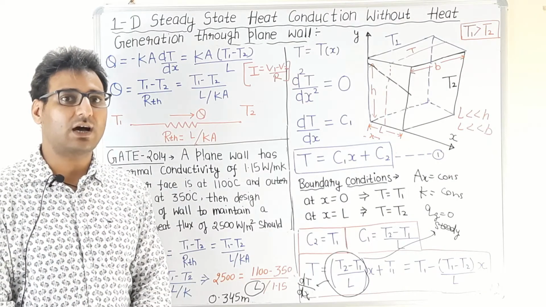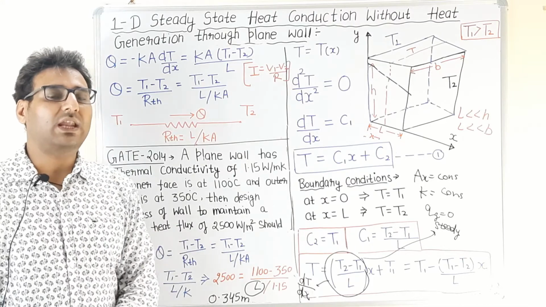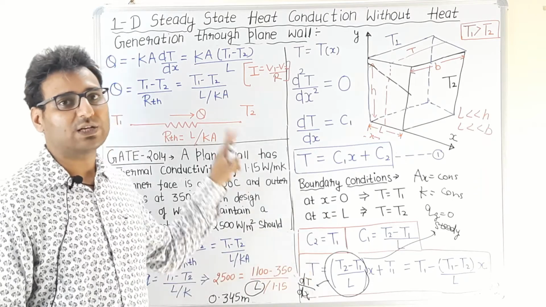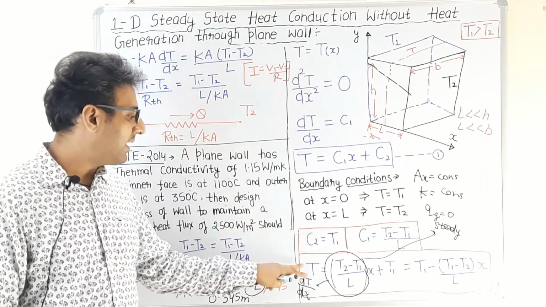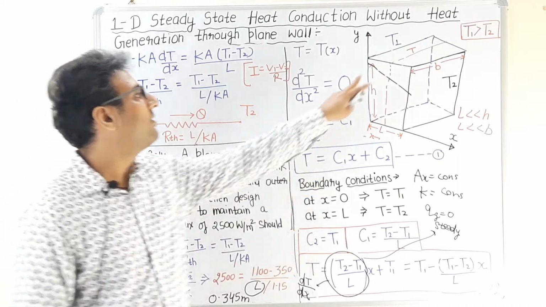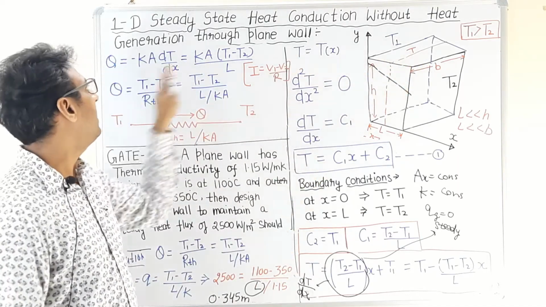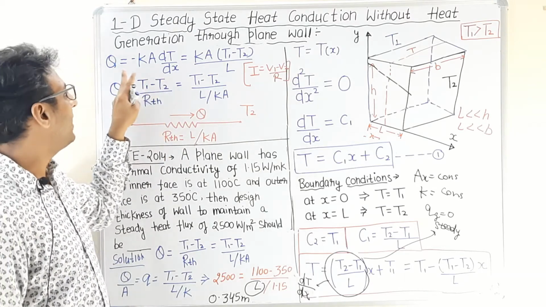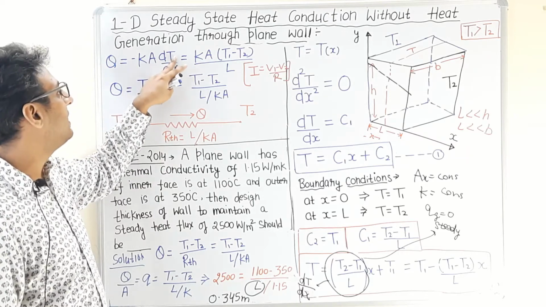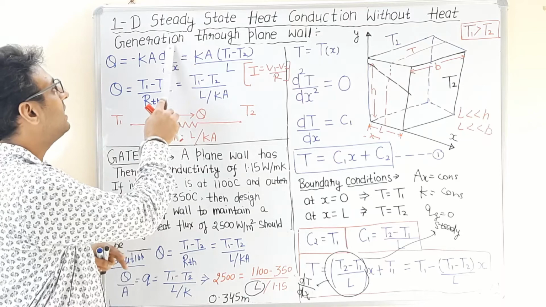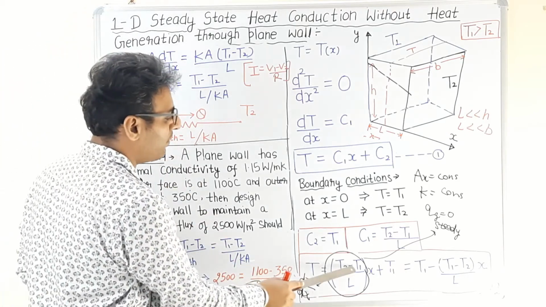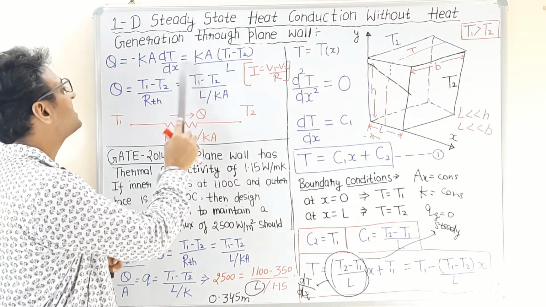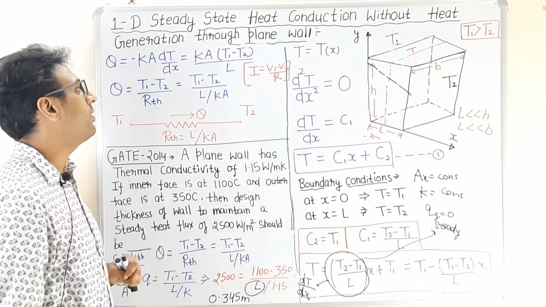We have already discussed earlier that the basic objective of the analysis of the thermal system is to determine the temperature distribution and the heat transfer rate. Up to now we have determined the temperature distribution in our system. Now we are going to determine the heat transfer rate. As we already know from Fourier's law of conduction, heat transfer rate is given as minus KA dT upon dx. The temperature gradient dT upon dx is given as (T2 minus T1) upon L. After taking minus common, we will get the heat transfer rate as KA (T1 minus T2) upon L.